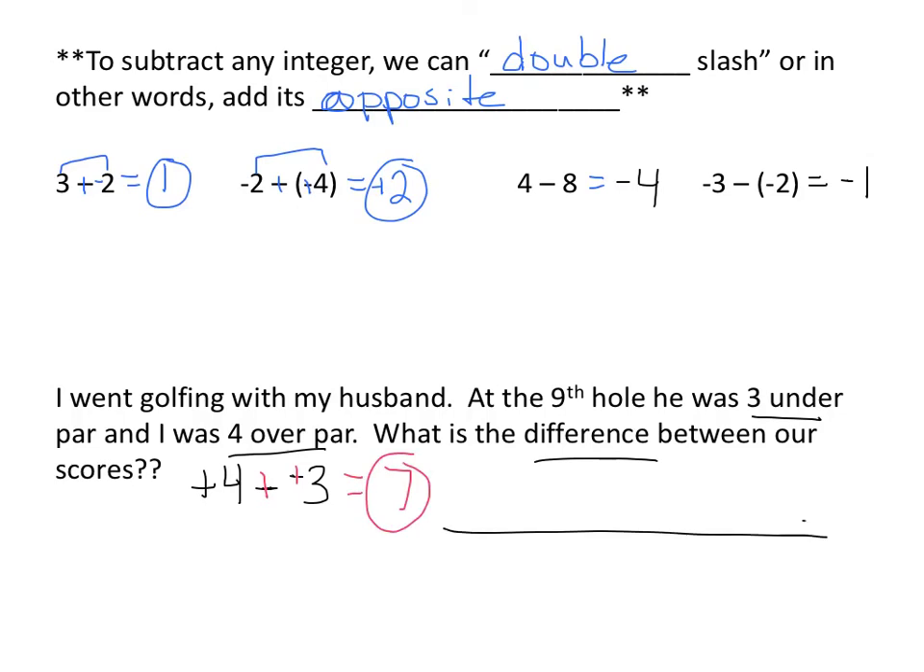On a number line, if we would do that, just to represent this, my score is positive 4, his score is negative 3, and we would just count the difference. 1, 2, 3, 4, 5, 6, 7. They are 7 apart, and that's also the difference between our scores.